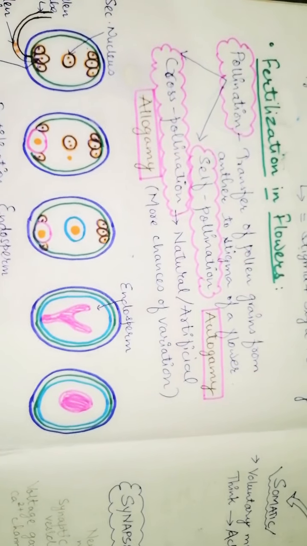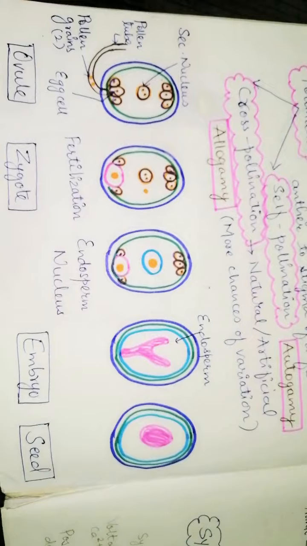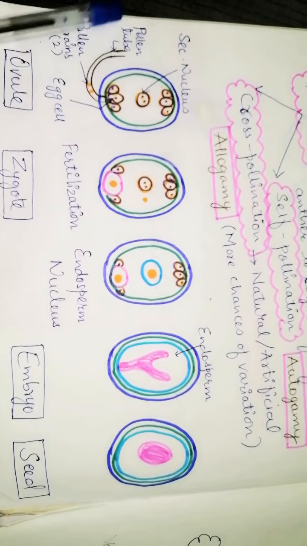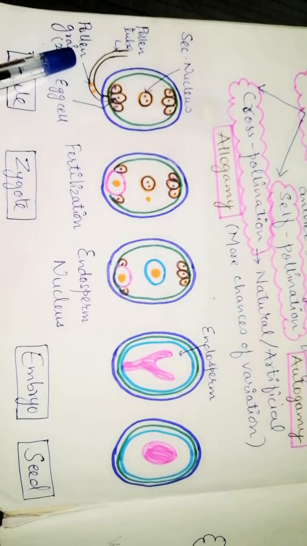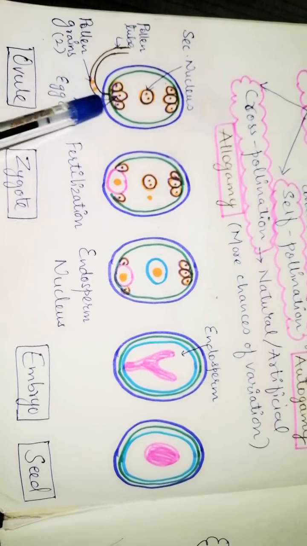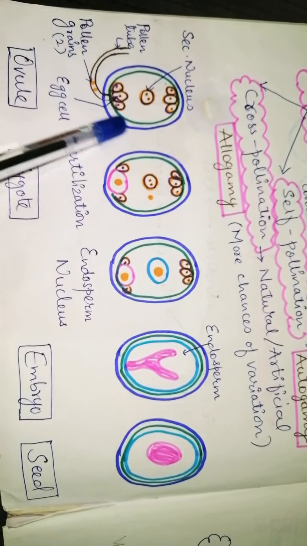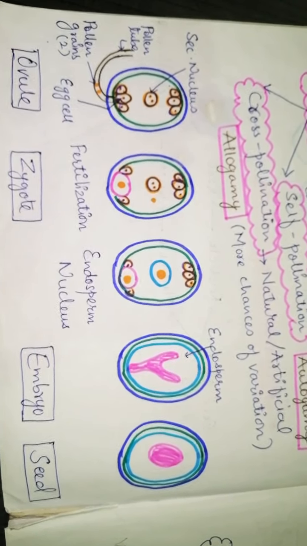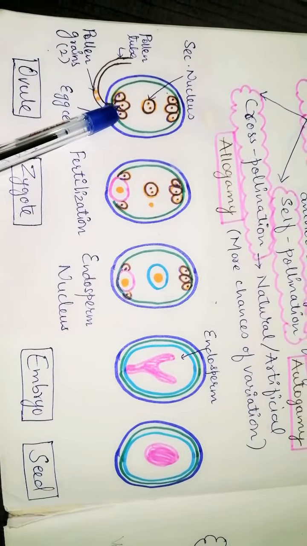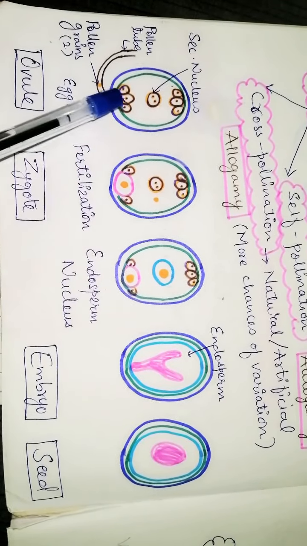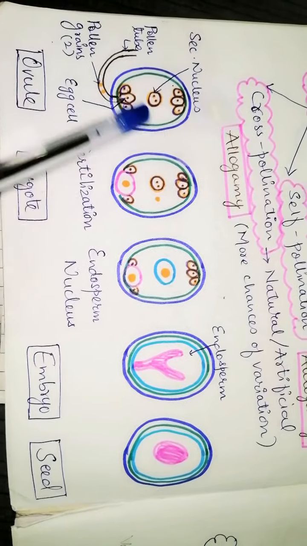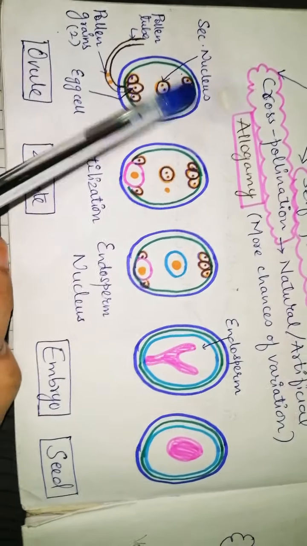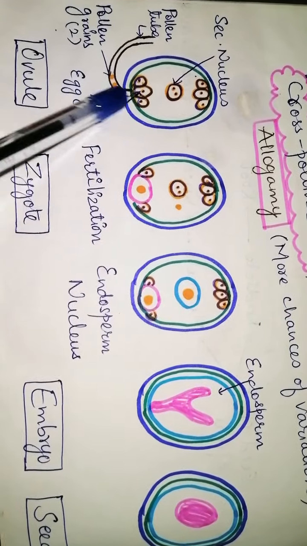The process of fertilization in the flowers takes place like this. The very first thing is, through the pollen tube, two pollen grains at a time enter the ovule. Now this is the ovule. So two pollen grains at the same time enter an ovule. When these two enter, what happens? The ovule has a secondary nucleus. This is the secondary nucleus, and here we have the egg cell.